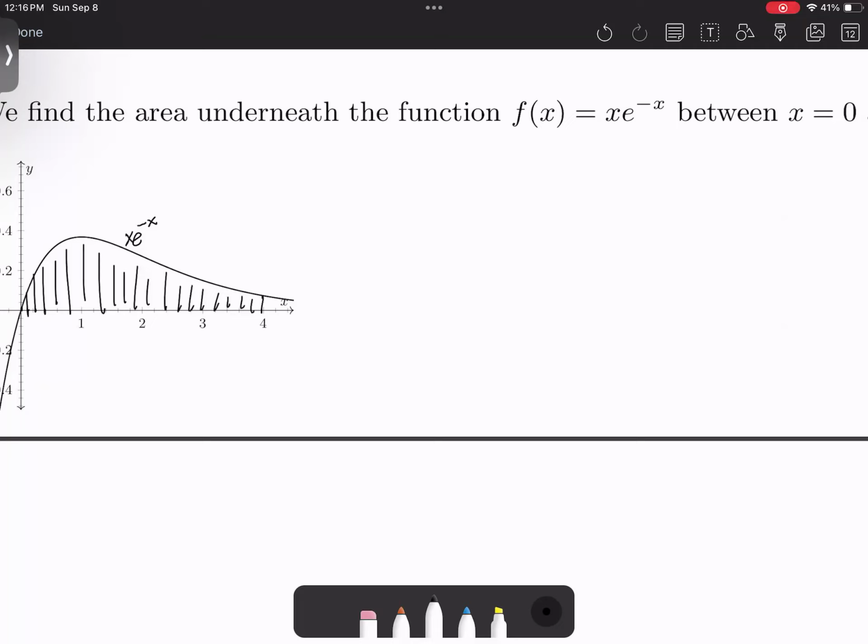So we find areas underneath functions by taking antiderivatives, x e to the minus x, and we want that x value to travel between 0 and 4. Okay, so this screams integration by parts. We are going to choose to differentiate the x value, and we will integrate e to the minus x with respect to x, and recover minus e to the minus x.